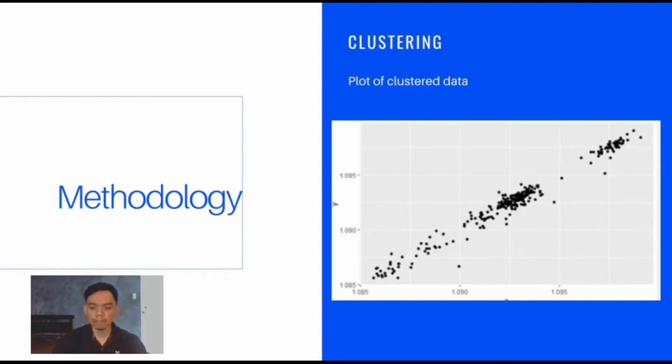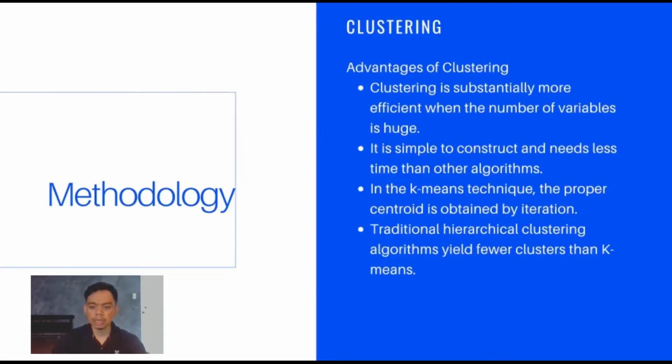So what are the advantages of clustering? Clustering is substantially more efficient when the number of variables is huge. It is simple to construct and needs less time than other algorithms. In the K-means technique, the proper centroid is obtained by iteration. Lastly, traditional hierarchical clustering algorithms yield fewer clusters than K-means.